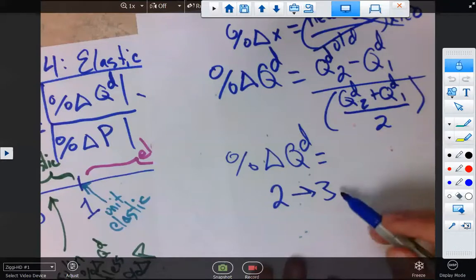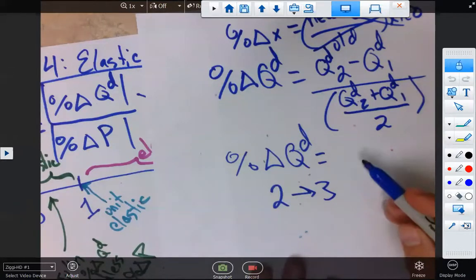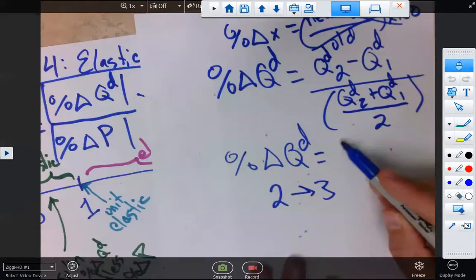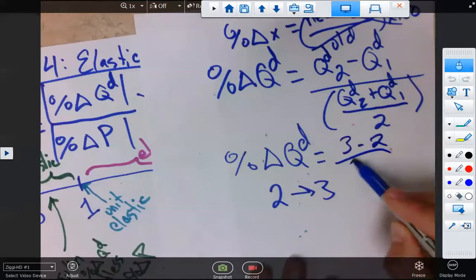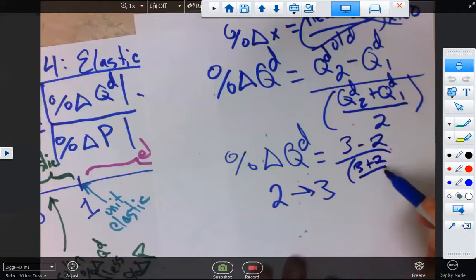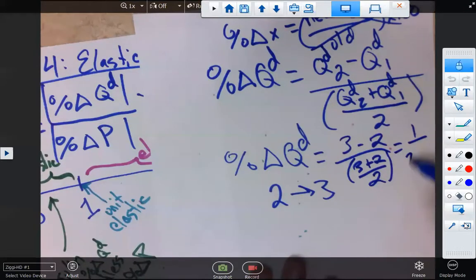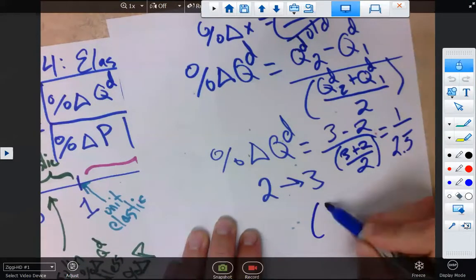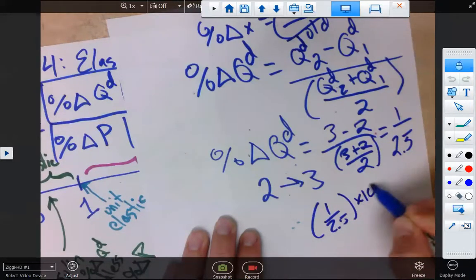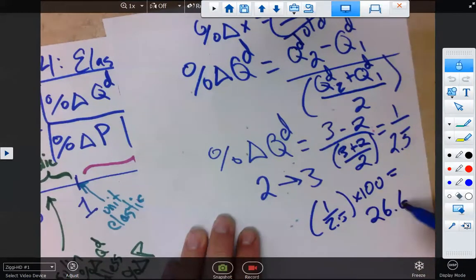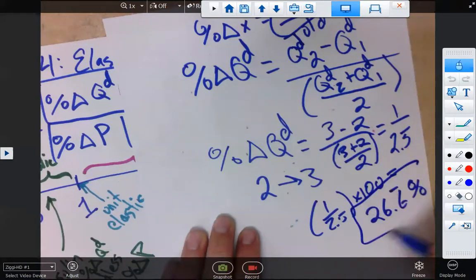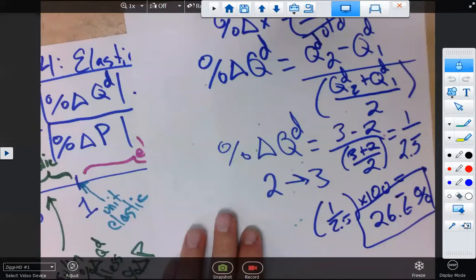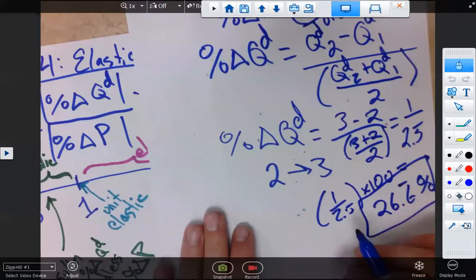So I'm at 3 now. I was at 2. So my Q2 is 3 minus 2 over 3 plus 2 over 2. That makes 1 over 2.5, times 100. 1 over 2.5 times 100 is going to be 26.6 repeating percent. Does that make sense to everybody?